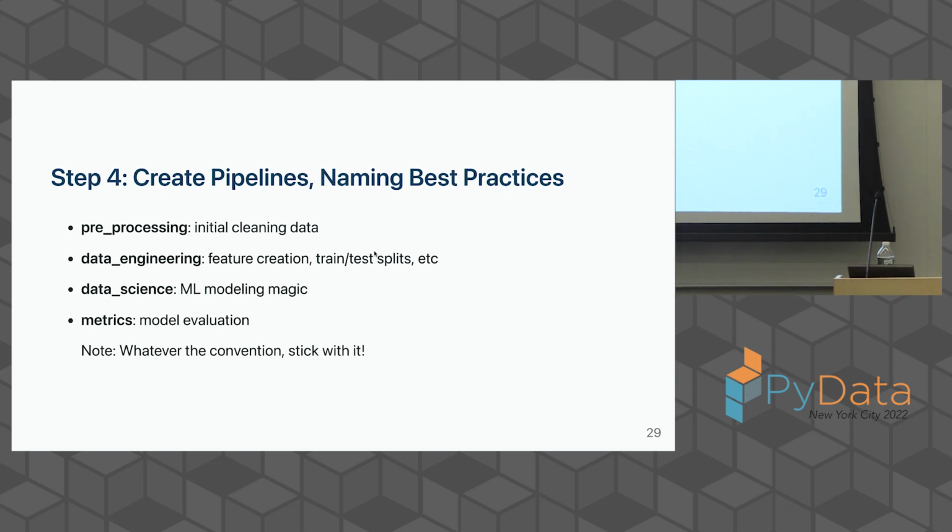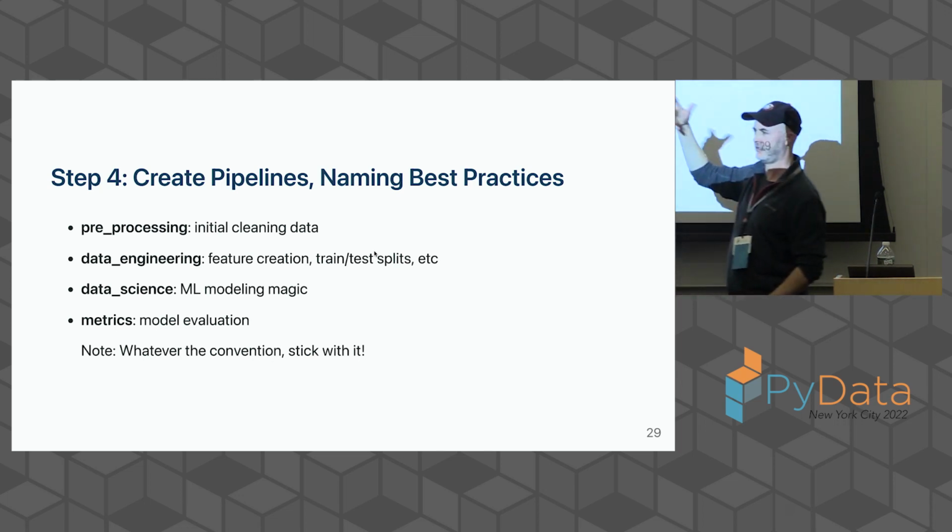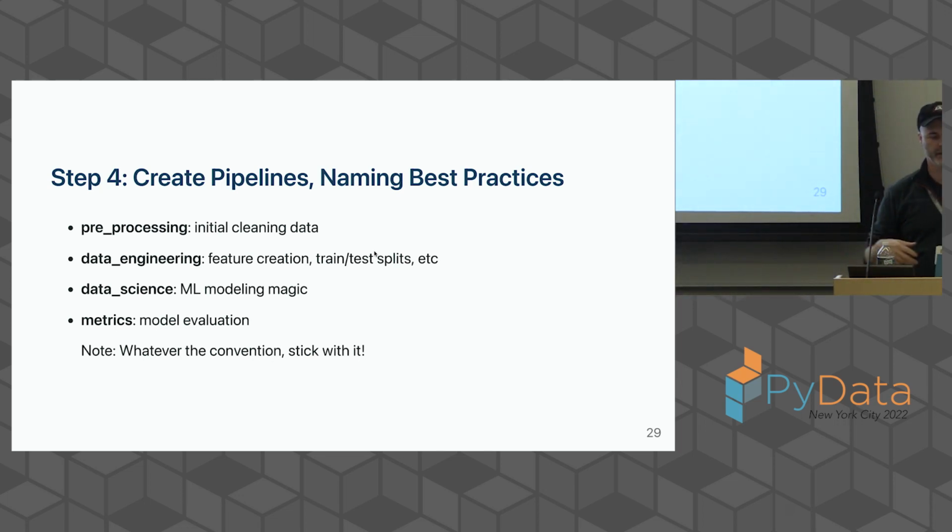So now getting into pipelines. This is not necessarily cookie cutter, but it's good to name things the same way. Like every project, I always have a data engineering and a data science pipeline. These other ones I maybe do not use. Within this example, I only have data engineering and data science. But it's good to have the same names, and just pick a convention and stick with it.